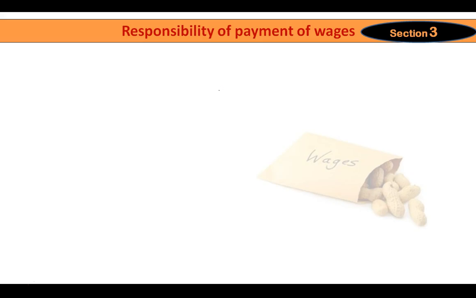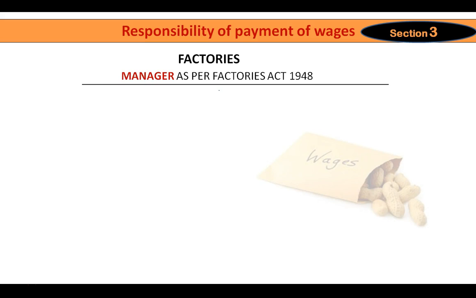Let's go further. Responsibility of payment of wages. Section 3 of the Payment of Wages Act prescribes responsibilities for the payment of wages. In relation to factories, a factory is a place where employees are working, providing their services to the factory, and the owner is the employer here. So in a factory, who is responsible to give the payment? In every factory, there is a manager. As per the Factories Act 1948, that person is responsible for payment of wages according to Section 3 of the Act.